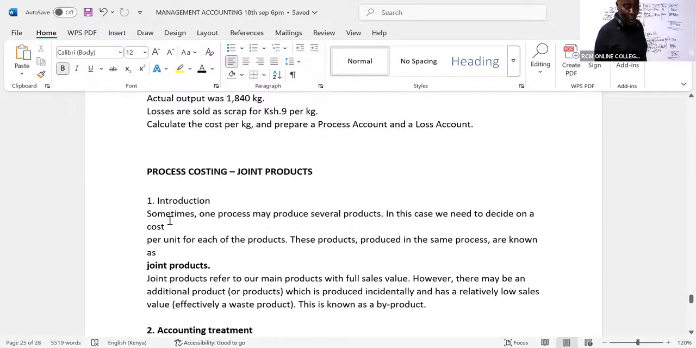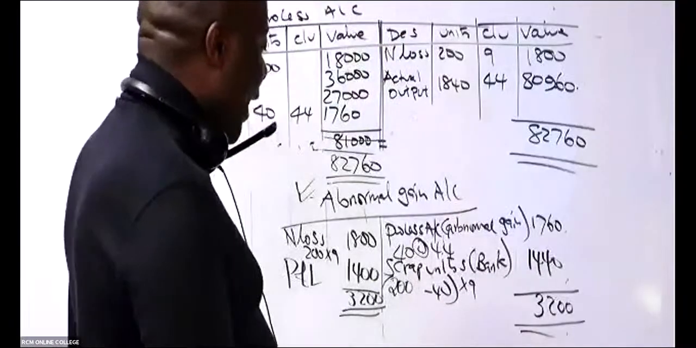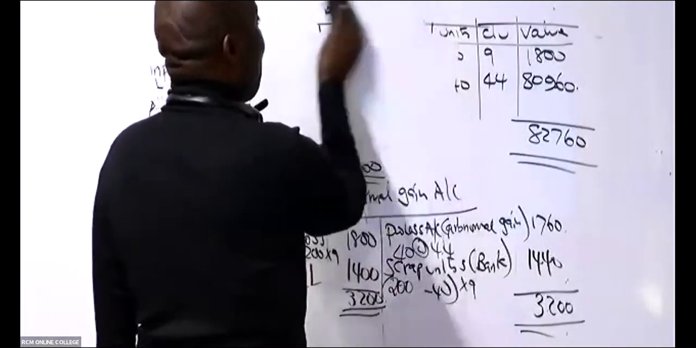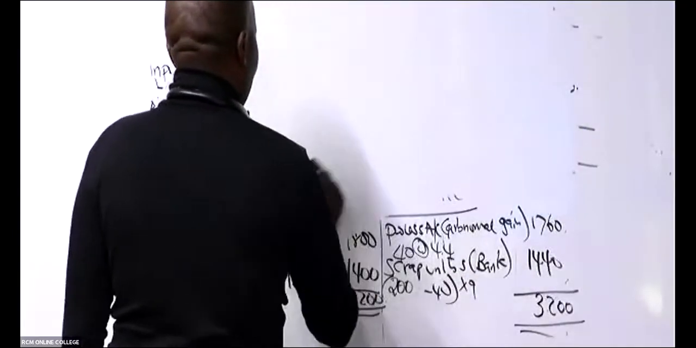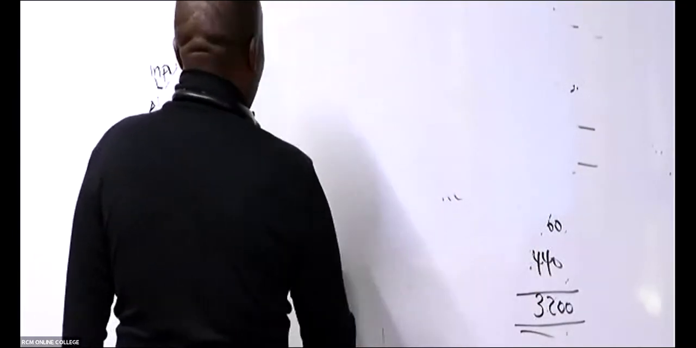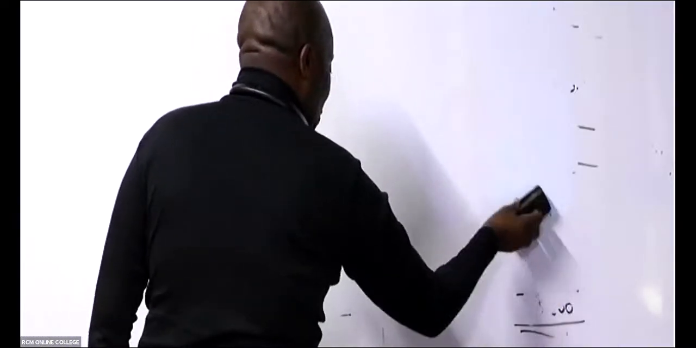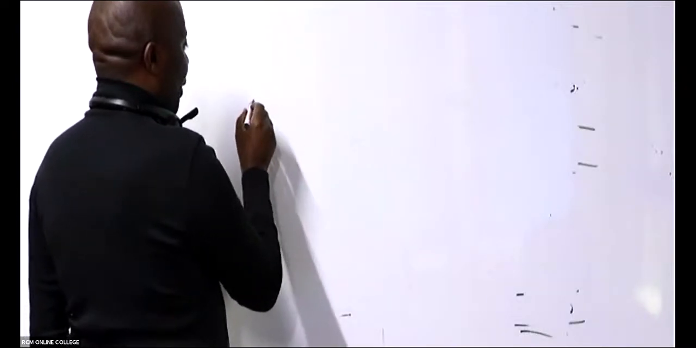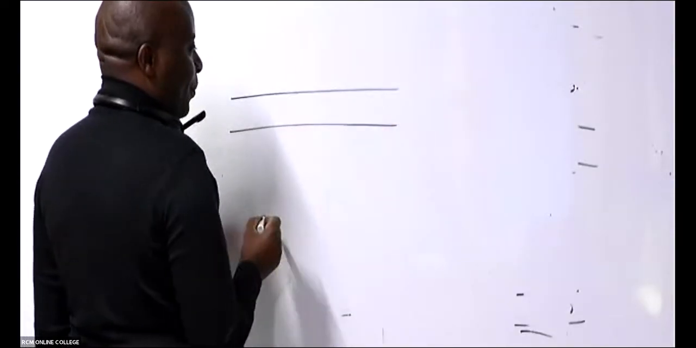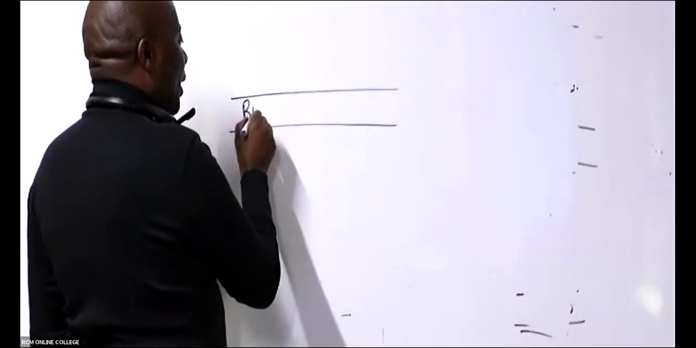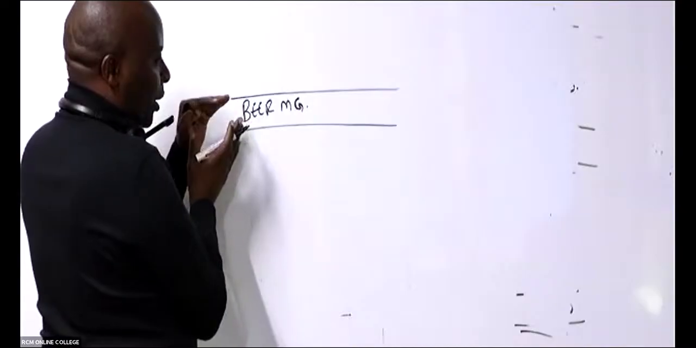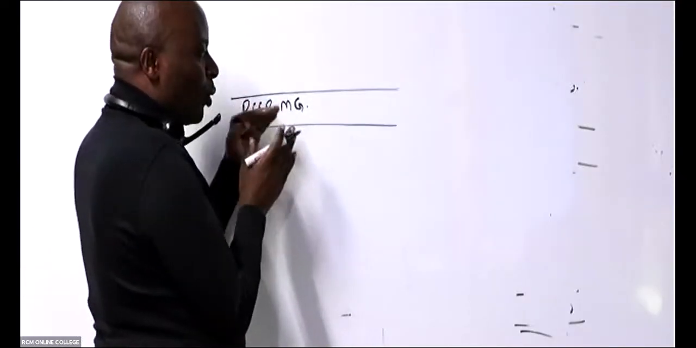So, ladies and gentlemen, what are joint products? Remember, there are those products that will go through the same process, but during the output stage, they'll be able to basically go their separate ways. So we have a process here. This process, for example, could be beer manufacturing. So all this is passing through the same process.